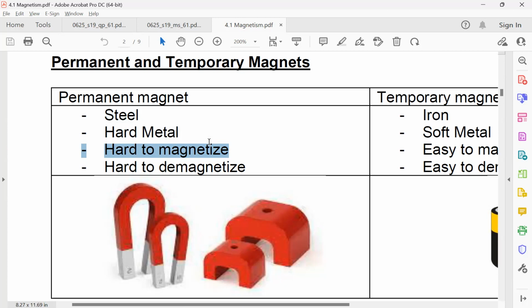Meaning to say, as long as you don't smash it or heat it up, it will retain its magnetism and remain as a magnet for time to come, right? Which is why the magnets on your fridge will all stick all this while. Even if you stick it for the next 20 years, if you don't do anything funny to it, it will still retain its magnetism, because steel is considered a hard metal. Okay, everyone, please copy this now.